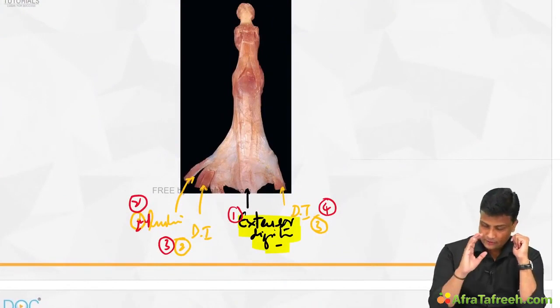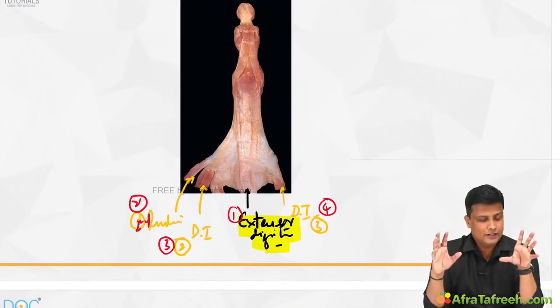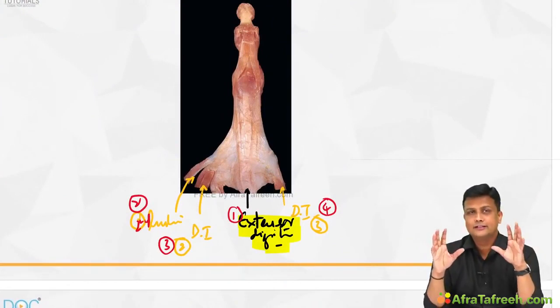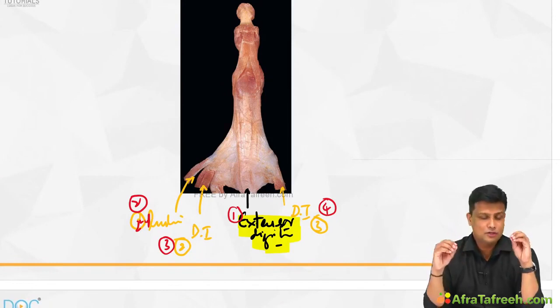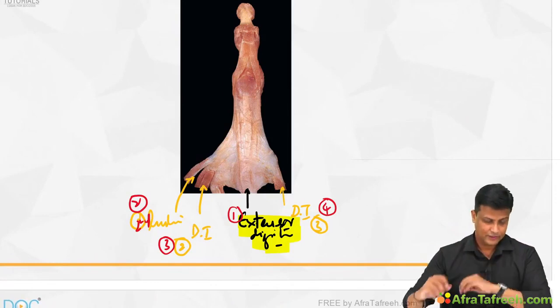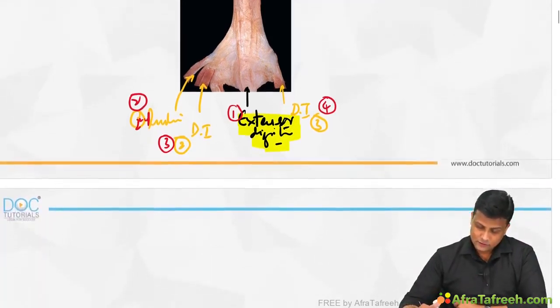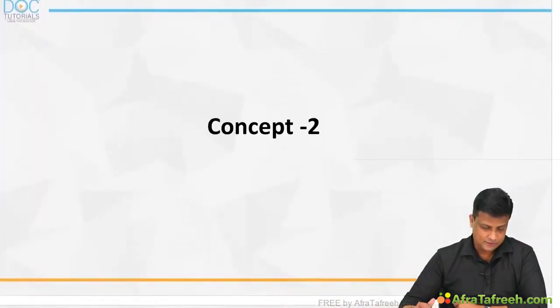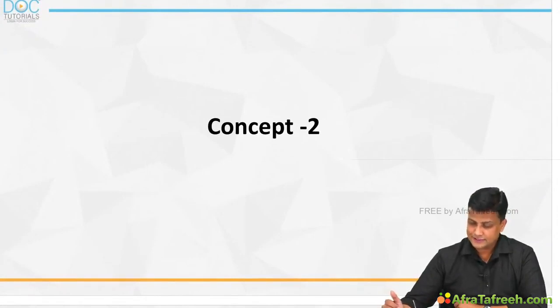So basically what I'm trying to put in your mind is that you have to go to the exam having learned the attachments of the muscles of the hand, all the 20 muscles, and you have to be perfect in their attachments. Fine. Now once you are done with this one, let us go to the next concept, concept number 2.